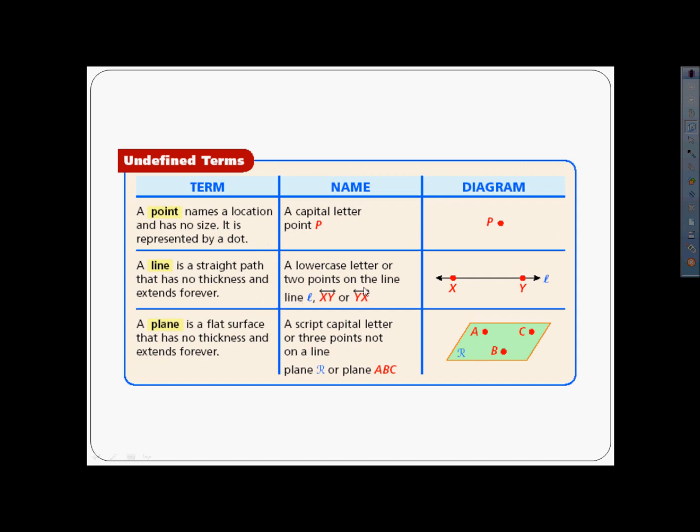A line is a straight path that has no thickness and extends on forever. And we represent that by drawing a line with arrows on each side so we know it goes on forever. The third one is a plane. A plane is a flat surface that has no thickness and extends forever. So here we represent a plane by drawing a quadrilateral.